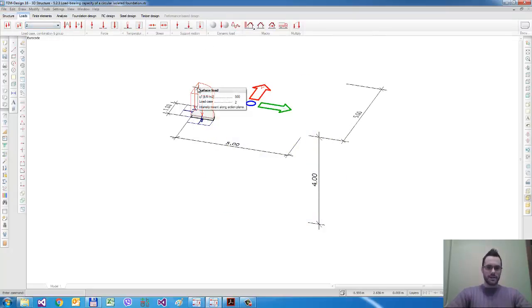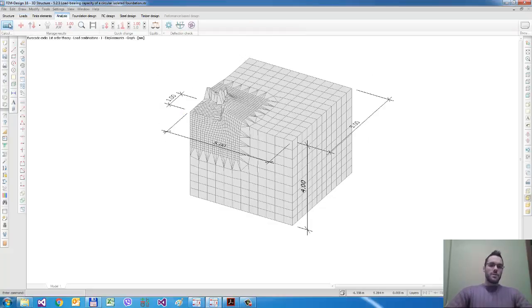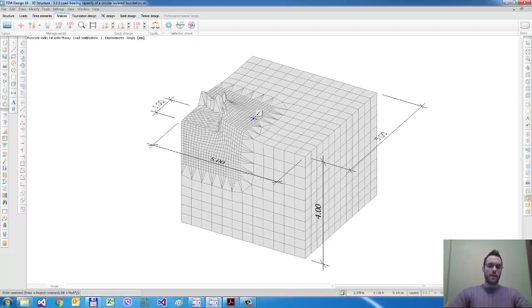The load in this case was 500 kilonewton per square meter, and the load combination factor is 1 for the soil slab weight, and the factor for this external load is also 1. Then we run a nonlinear soil calculation according to the Mohr-Coulomb criteria. It is a frictional soil, so the friction angle was about 30 degrees, and the cohesion was just 1 kPa or something like that.